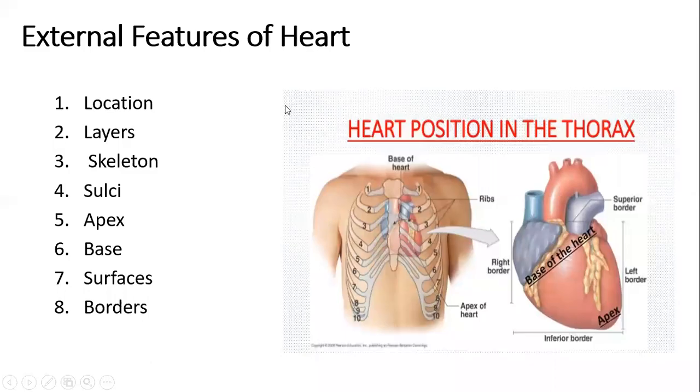So after completing the pericardium, we shall move on to external features of the heart. Let's talk about the location of the heart. It is important to know where in the thoracic cage the heart is located. It is not only clinically significant, it is also important from an examination point of view.